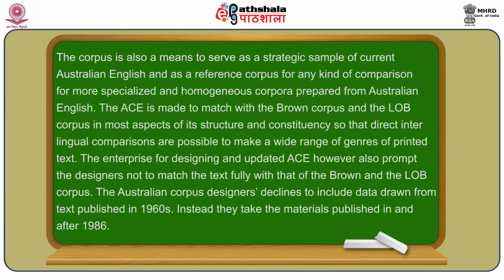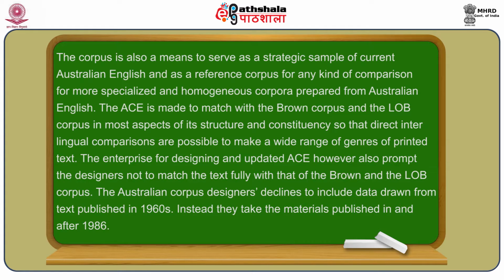The ACE is made to match with the Brown corpus and the LOB corpus in most aspects of its structure and constituency, so that direct interlingual comparisons are possible across a wide range of genres of printed texts. The enterprise of designing an updated corpus of Australian English, however, also prompts the designers not to match the text of ACE fully with that of the Brown or the LOB corpus chronologically.